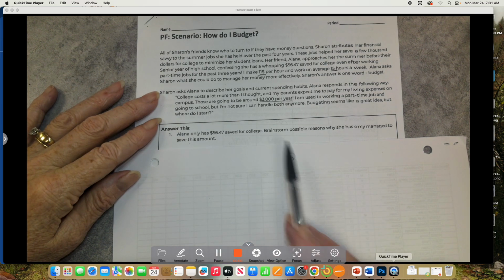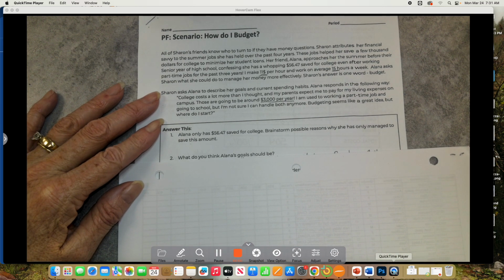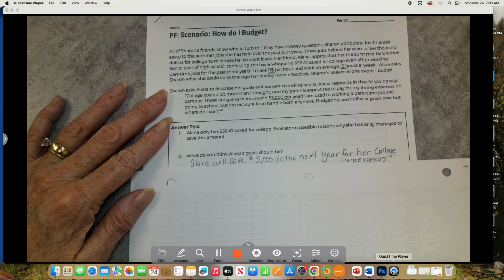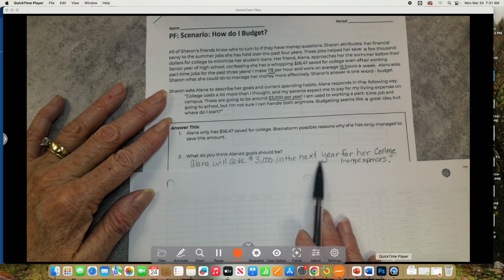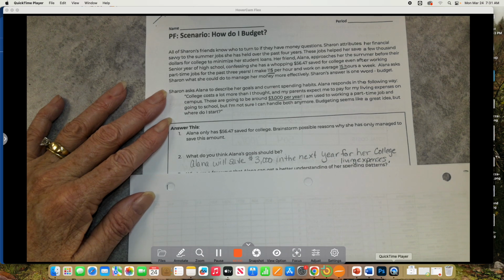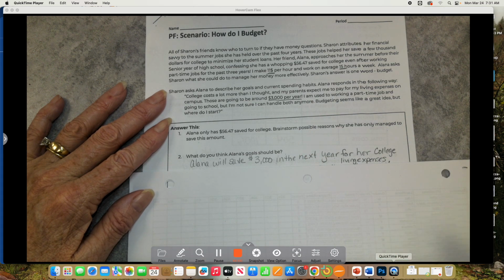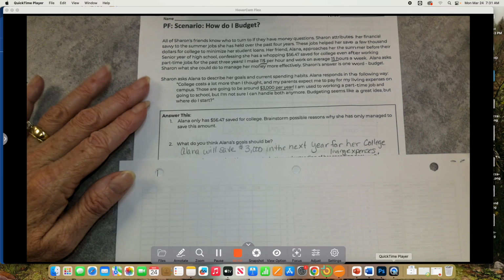$56.47 saved for college. And then I just need you to give reasons why you think that is happening. Just a reason, just one reason. What do you think Alana's goal should be? Well, Alana will save $3,000 in the next year for her college living expenses. Why is that the goal? Because that is what she is trying to achieve. That would be a medium-term financial goal.